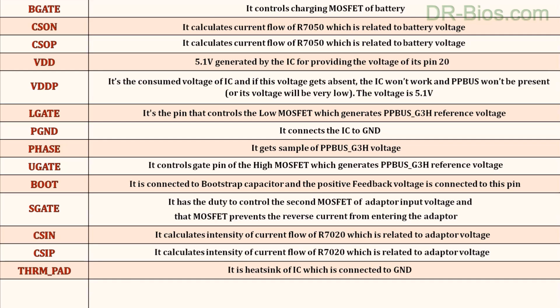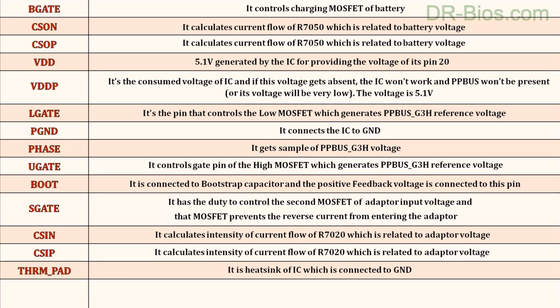Let's talk about VDDP now. One of the consumed voltages of IC enters the IC through this pin. And if this voltage gets absent, IC won't work properly, and PPBUS_G3H voltage won't be present, or the voltage will be very low.